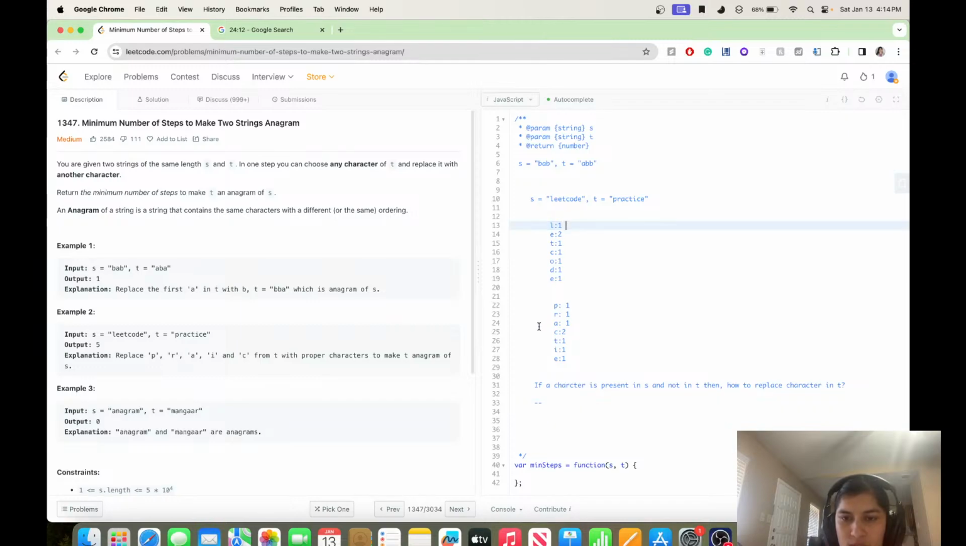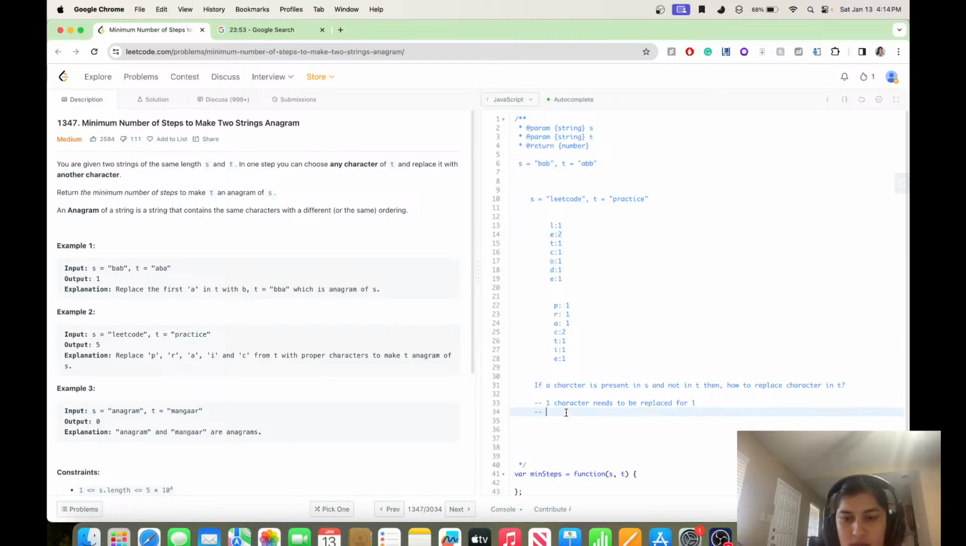So since L is 1 and then there is no L here, it is for sure that we need to replace one character. One character needs to be replaced. This is for sure, replaced for L. And another thing is E. How many E is there? 1. And there are 2 E.